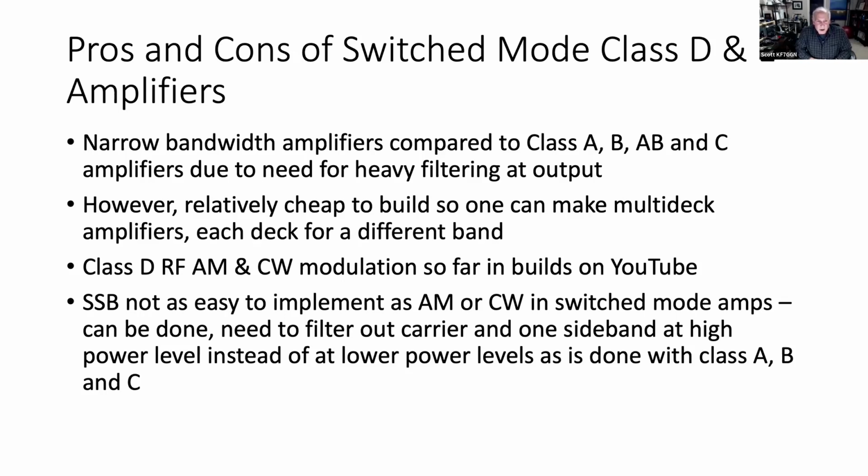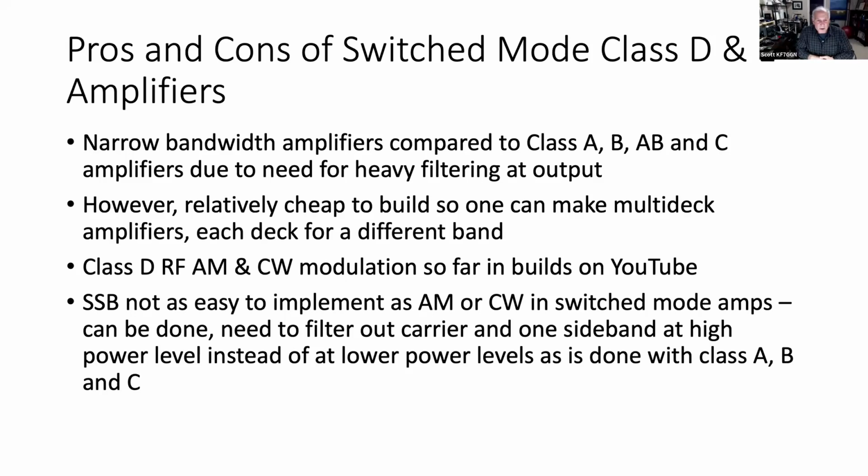Because they're narrow bandwidth, if you build one, you can only really use it on one band. So it wouldn't be a multi-band amplifier that you can use from 160 to 10 meters. But they're so cheap to build, because if you recall, the schematics only have a few parts in them. I mean, it's a little bit more involved than that in reality, but they are pretty cheap to make. So you can actually make a multi-deck amplifier where each deck would be for a particular band, and you can switch between these decks, and you can combine them into one unit, and then you have an amplifier that can go on several bands.